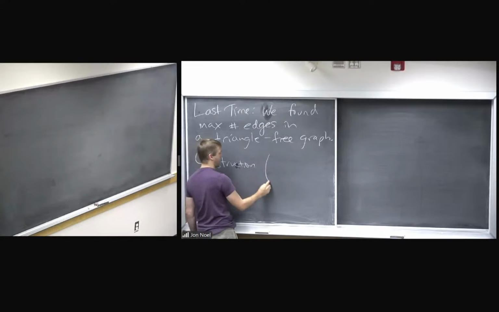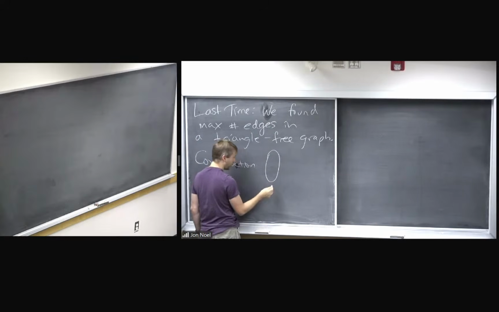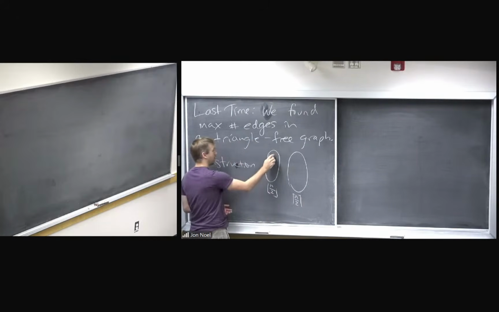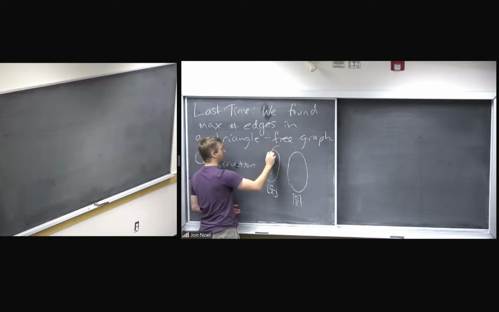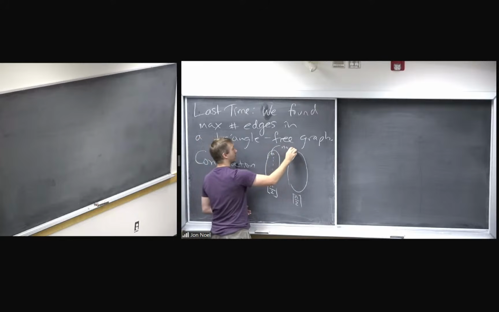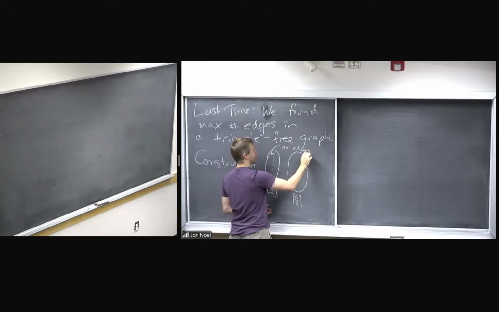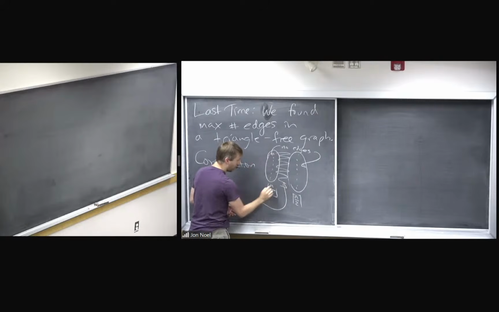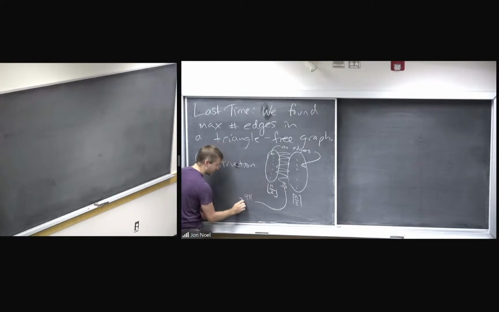You take two sets of vertices. Each of them is basically half of the vertices, except when n is odd, you have to take floors and ceilings, right? And inside here, you put no edges. So inside of each class. And then between, you put all possible edges, right?